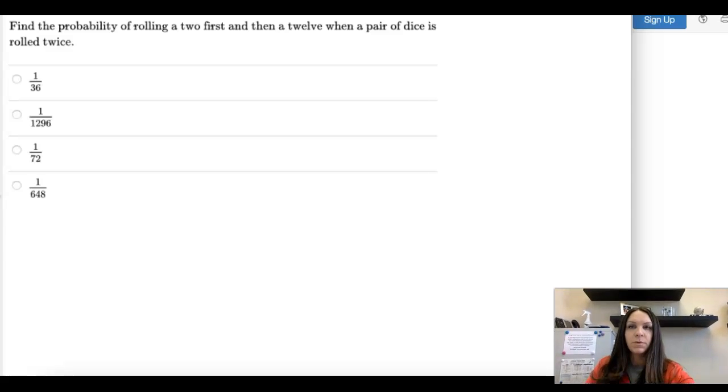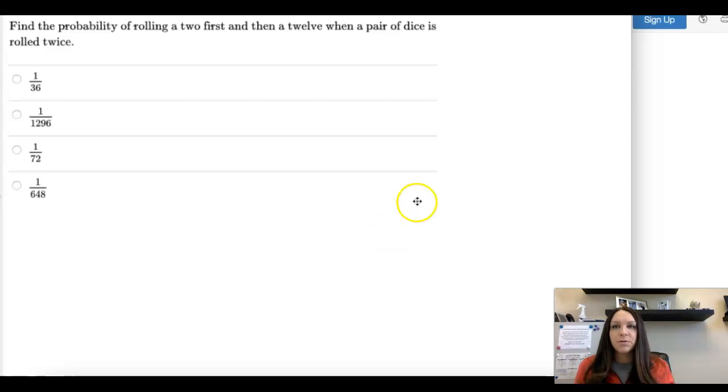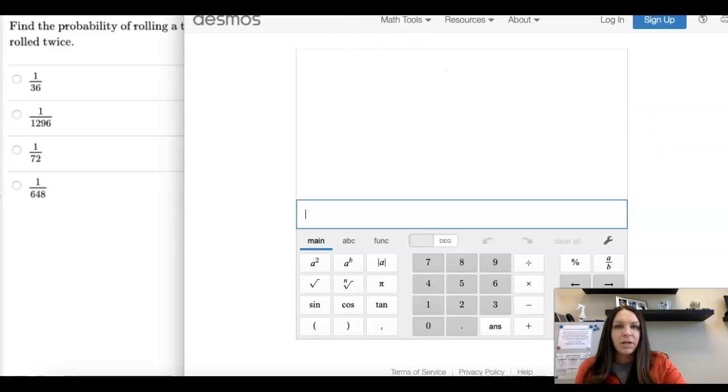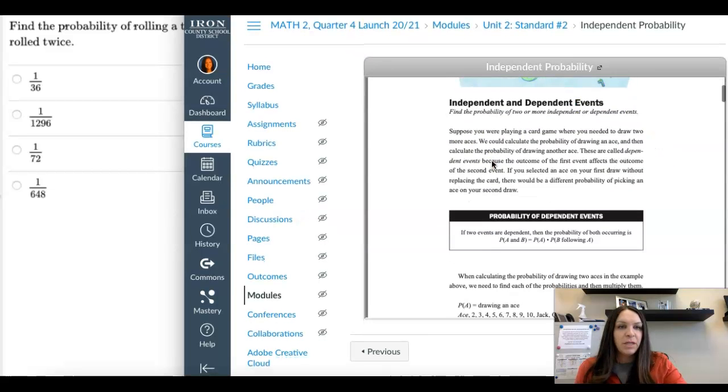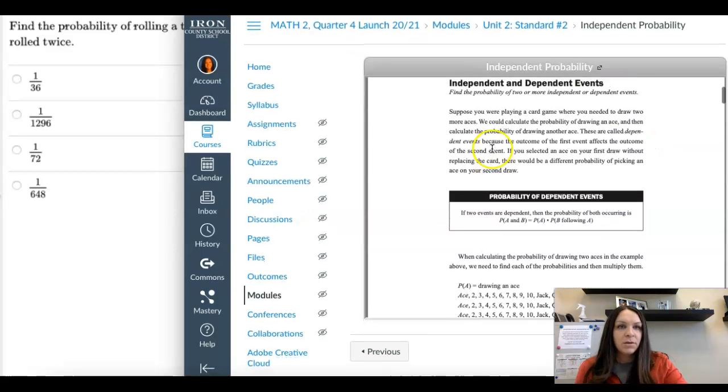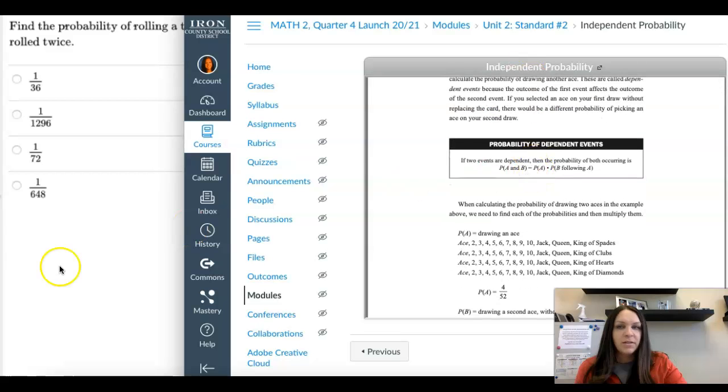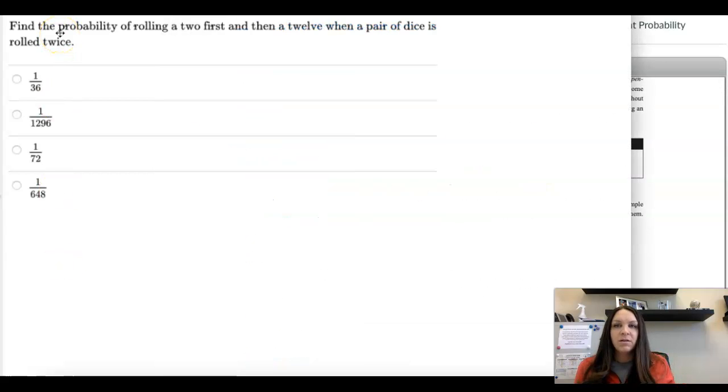Hi guys, in this section we're finishing up probability. So I'm going to go through some self-check questions. I have my calculator, and we're talking about independent and dependent events. So we are combining what we did last time into two separate things.